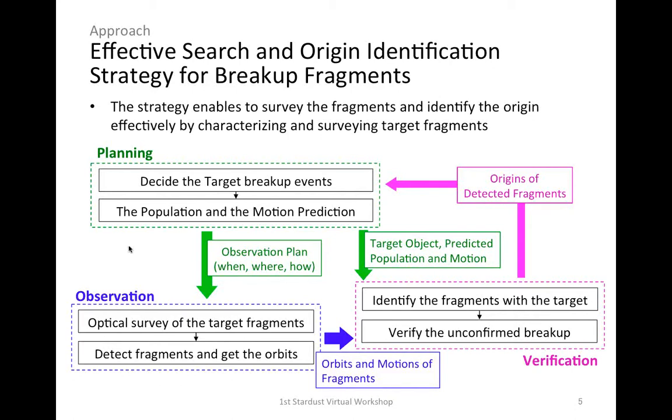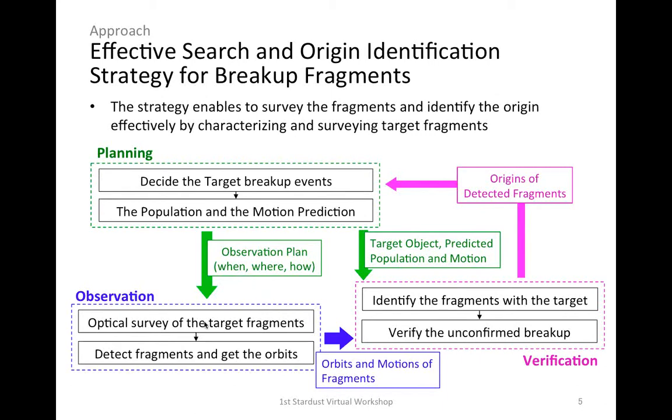There are 3 points in this strategy: planning, observation, and verification. First, in planning, the target breakup event is decided and characterized for survey by space debris modeling techniques. One can get the information on when, where, and how to survey the fragments as the observation plan.